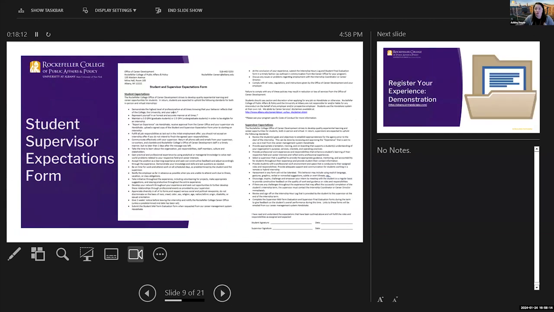This is just what the student and supervisor expectation form will look like. It's an attachment that you will sign and reattach to Handshake. It's just a 2-page document. There's a piece for your expectations and then the supervisor expectations for each to review your portion. And then you will simply sign it and date it and reattach it to Handshake to say, this is what I understand the expectations are of this internship from both lenses.